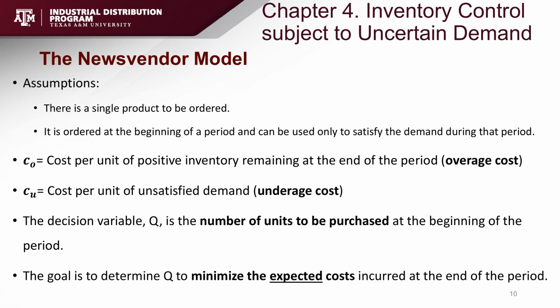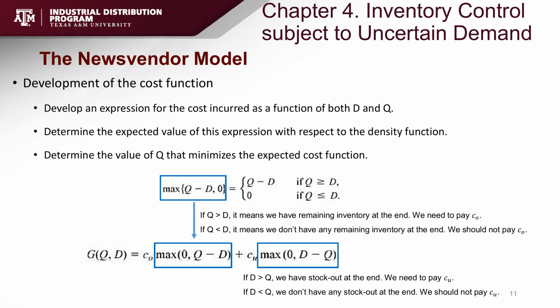One product ordered at the start of a single period and only good for that one period. Two cost numbers do basically all the work. C sub O is the overage cost, what each leftover unit costs you at the end. And C sub U is the underage cost, what each unit of unmet demand costs you. The decision is Q, how many to buy up front, and the goal really is to pick the Q that minimizes expected cost. That's it, two costs and one decision.